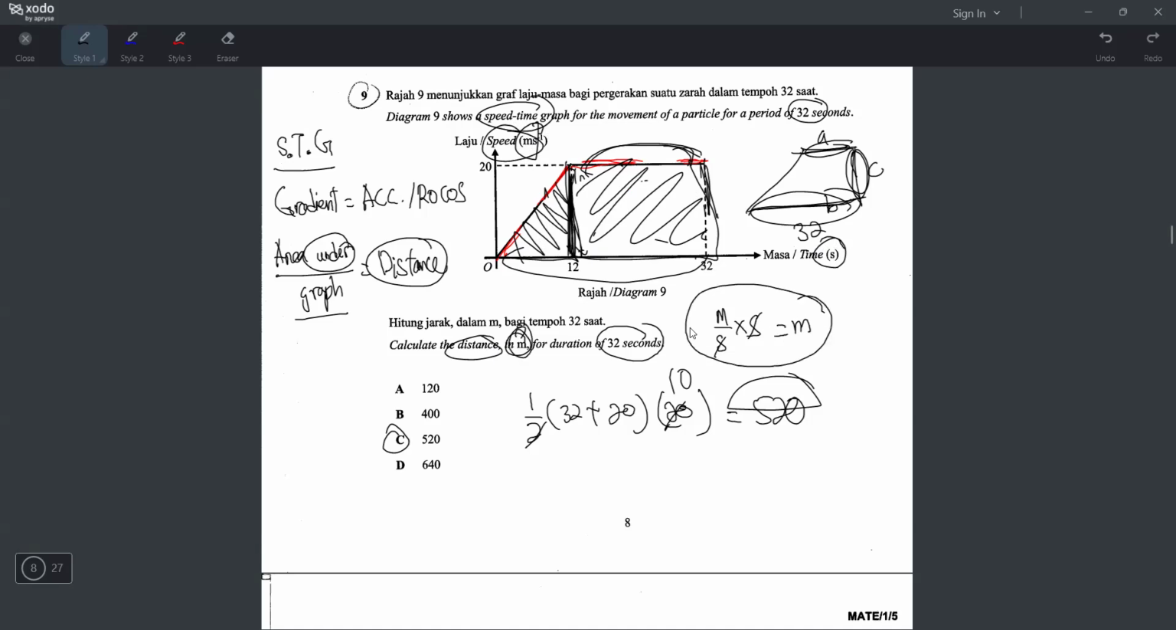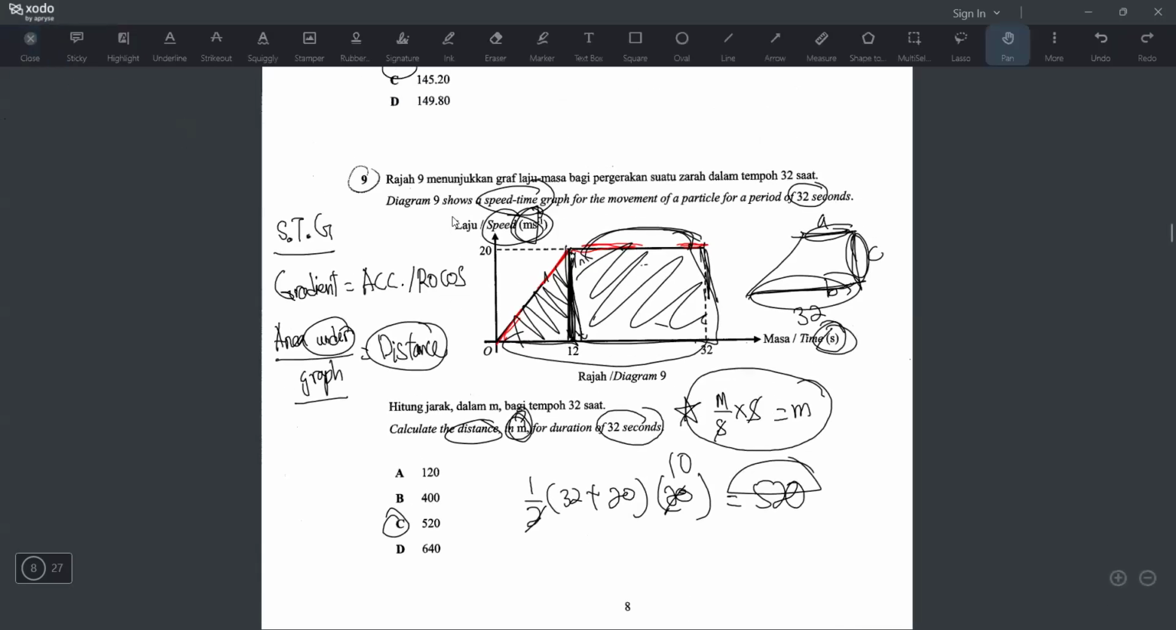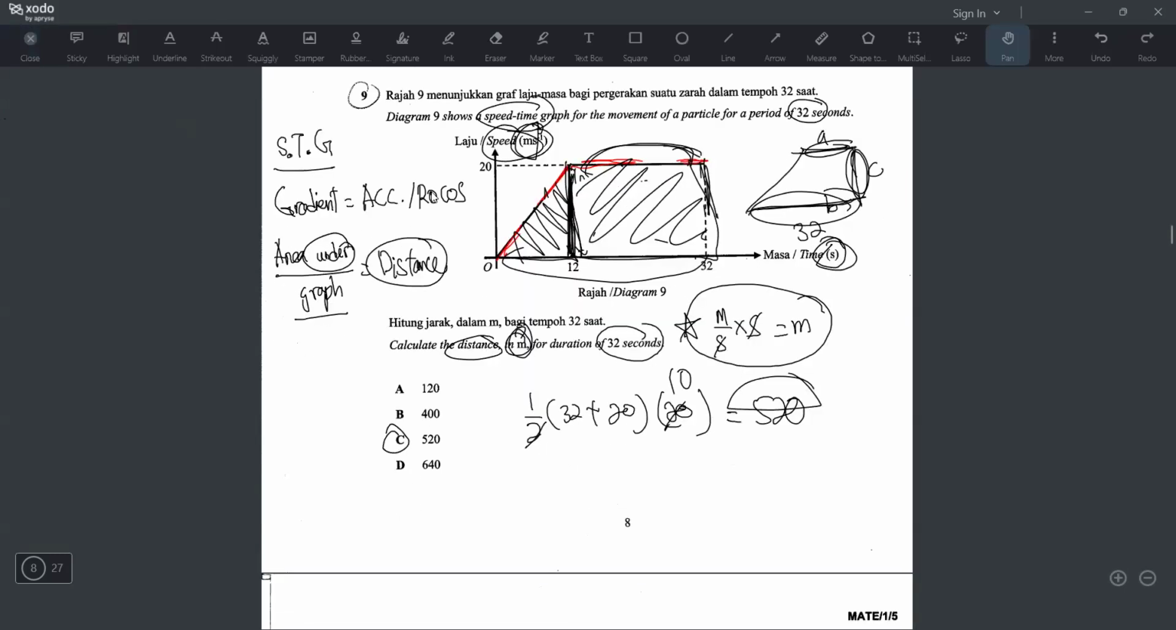Okay, this one is also quite important. I put a star here because sometimes the question wants a different unit. Like for example, this one they give meter per second, right? But this one they give in minute or they give in hour. Then you cannot straight away do it. You have to convert the unit first. So you have to be careful. Sometimes in the trial they will make it hard by changing the unit.